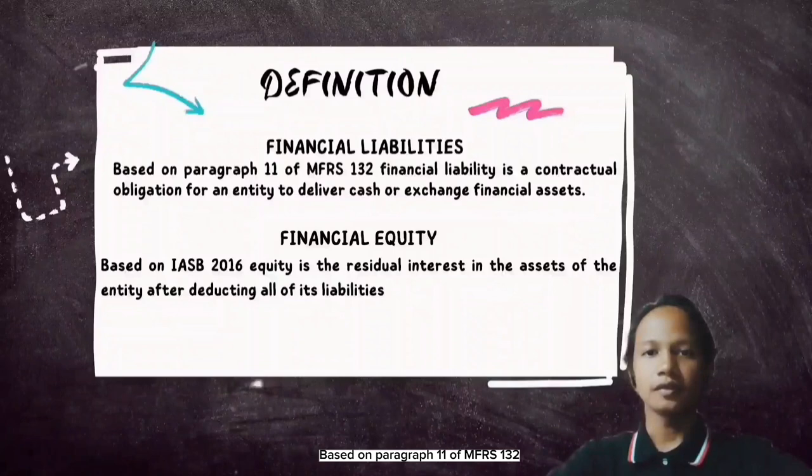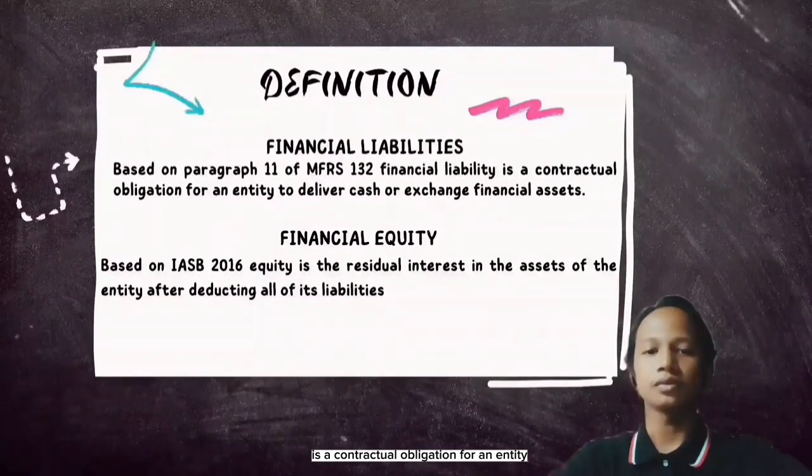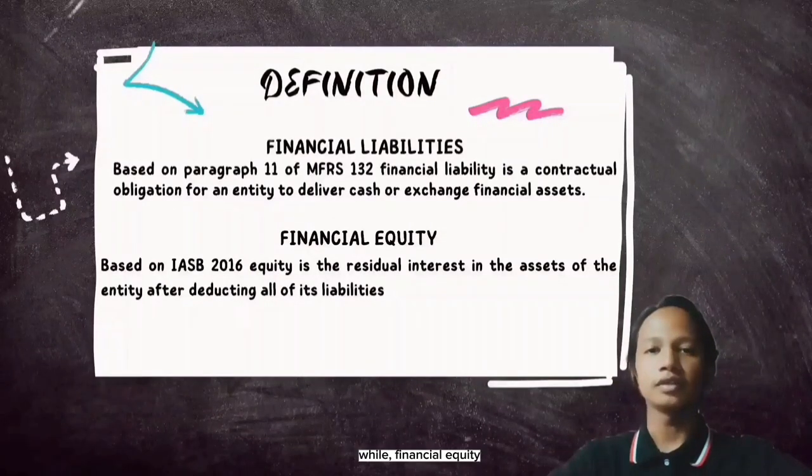This is on paragraph 11 of MFRS 132. The definition of a financial liability is a contractual obligation for an entity to deliver cash or exchange a financial asset. While financial equity, based on IASB 2016, is the residual interest in the assets of the entity after deducting all its liabilities.